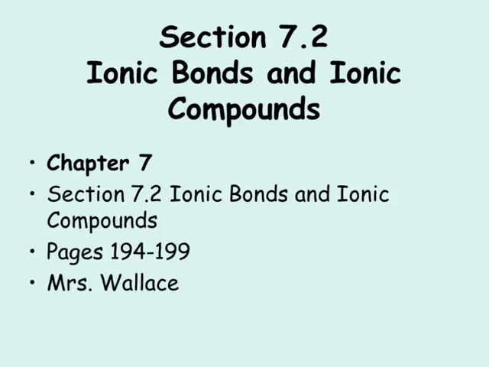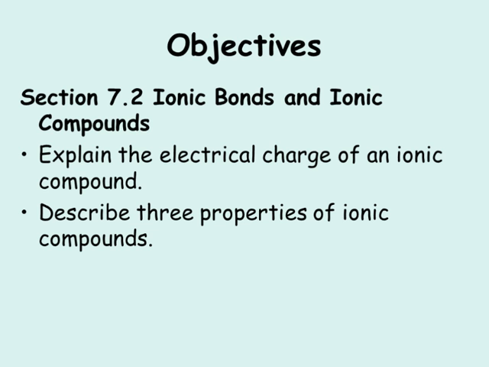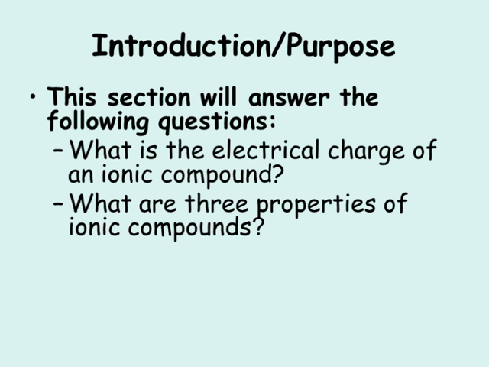Hello students, today we are going to talk about section 7.2, ionic bonds and ionic compounds. The objectives: explain the electrical charge of an ionic compound, and describe three properties of ionic compounds. In this section we will answer the following questions: what is an electrical charge on an ionic compound, and what are the three properties of ionic compounds?